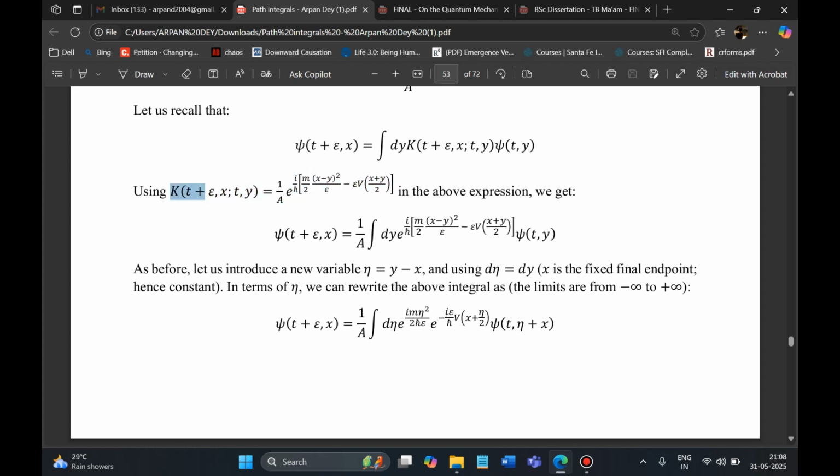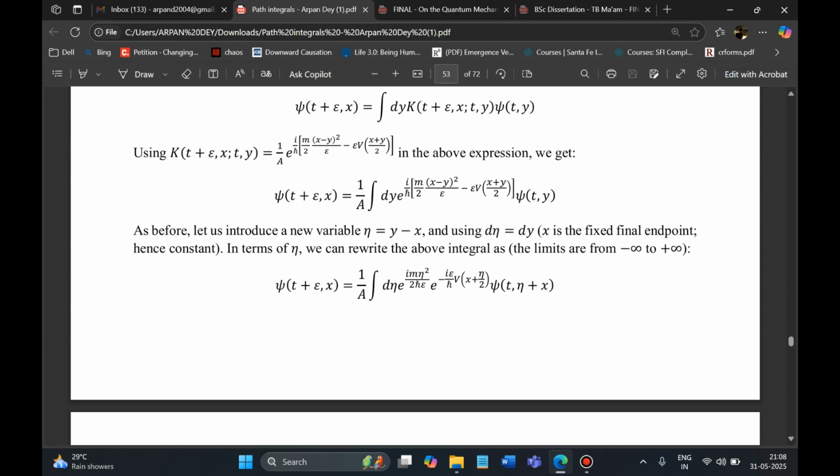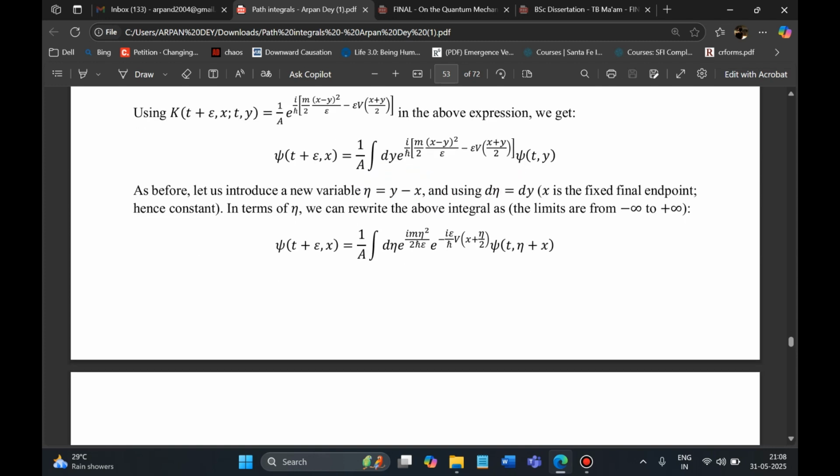Just a second. Yeah, so this we already had, and now in place of kernel k, we will use this expression, because now we are no longer talking about a free particle, we're talking about a particle in a potential field. So we do that, and then we introduce a new variable eta equals y minus x, just a change in variable, d eta equals dy, because x is a fixed final endpoint constant.